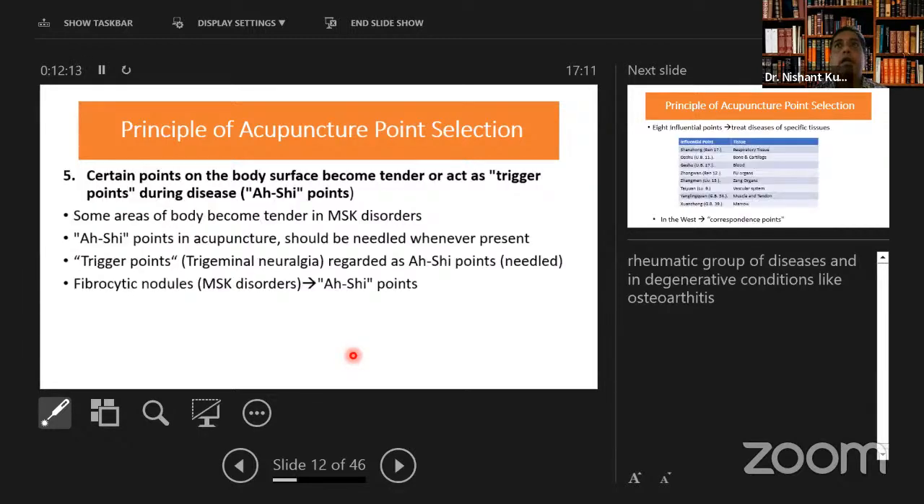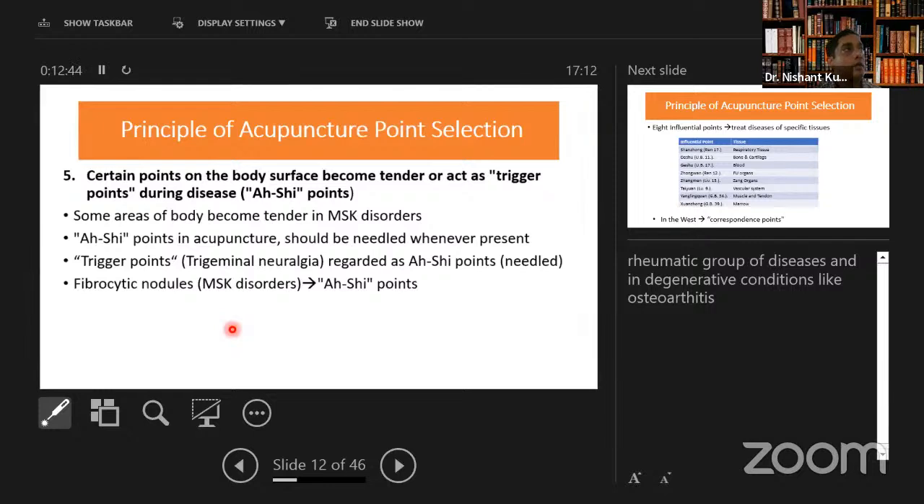Then there are painful areas. The most important condition we come across is when we are treating trapezius myofascial pain. Trapezius myofascial pain has very specific tender points called trigger points. In Chinese medicine, we call it a shi point. Basically they are areas that become tender in musculoskeletal disorders. They are knots in the muscle that are the reason for pain in this musculoskeletal disorder.